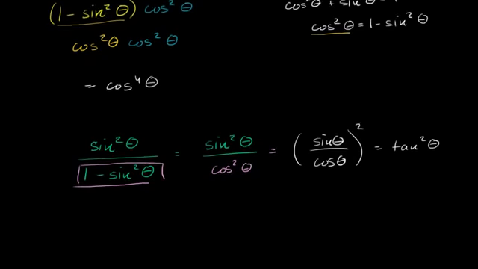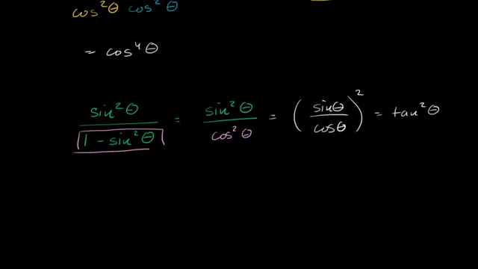Let's do one more example. Let's say that we have cosine squared theta plus 1 plus sine squared theta. What is this going to be?